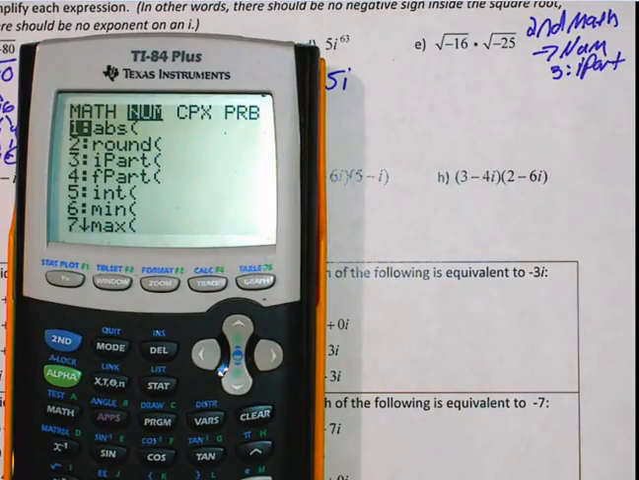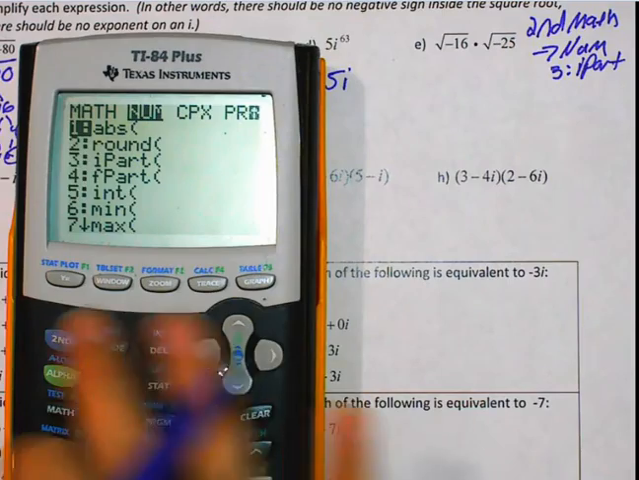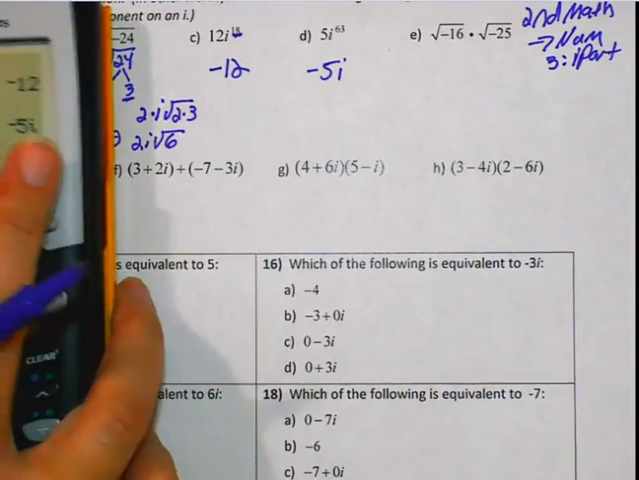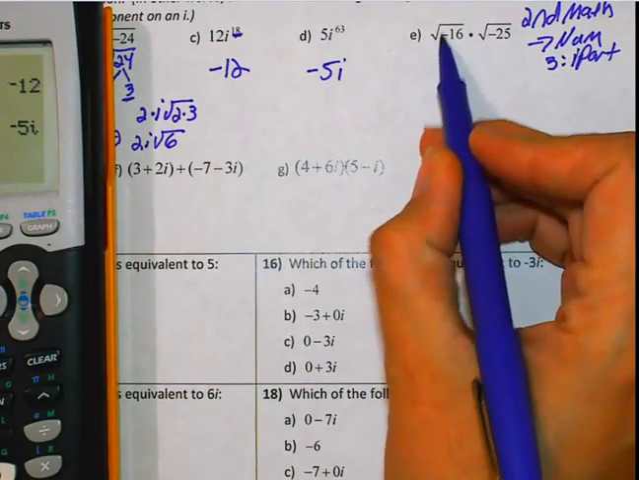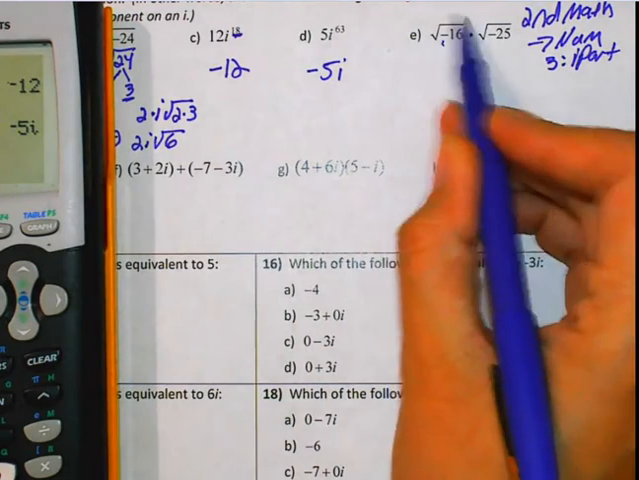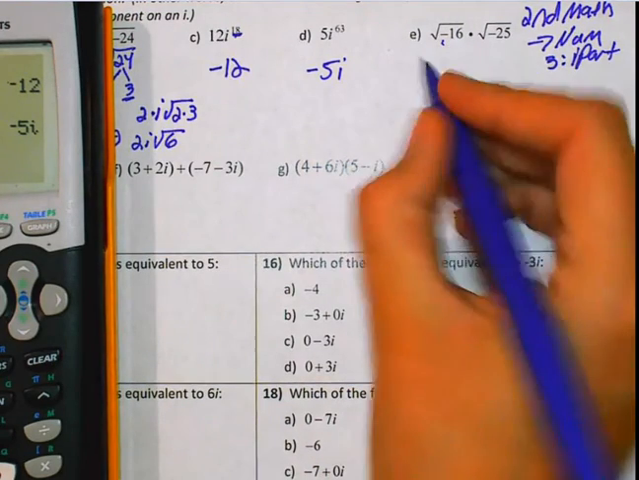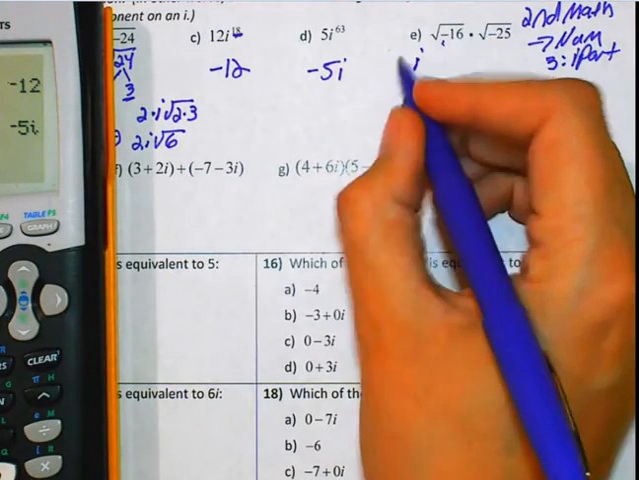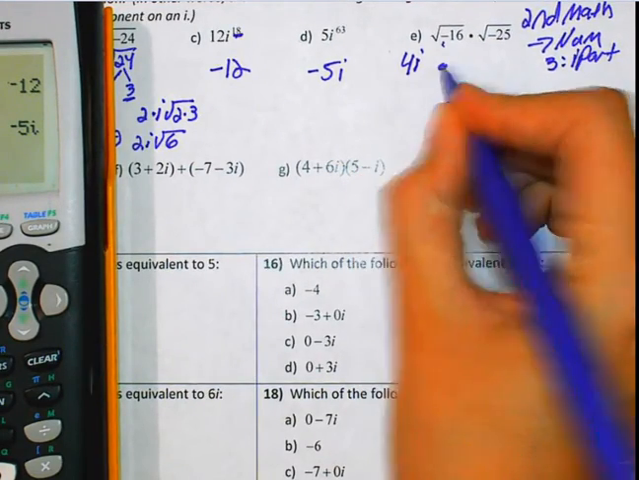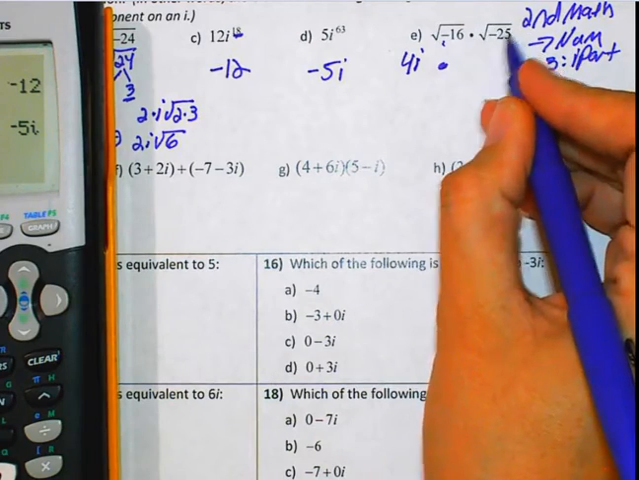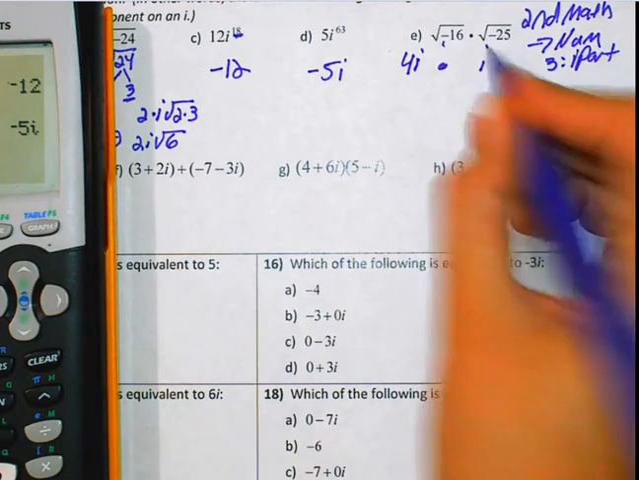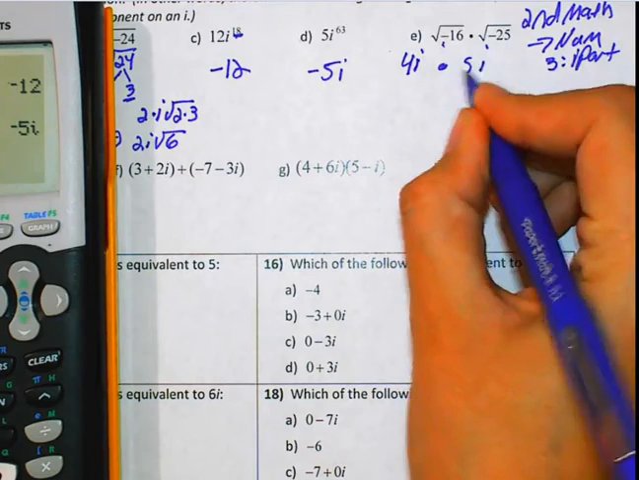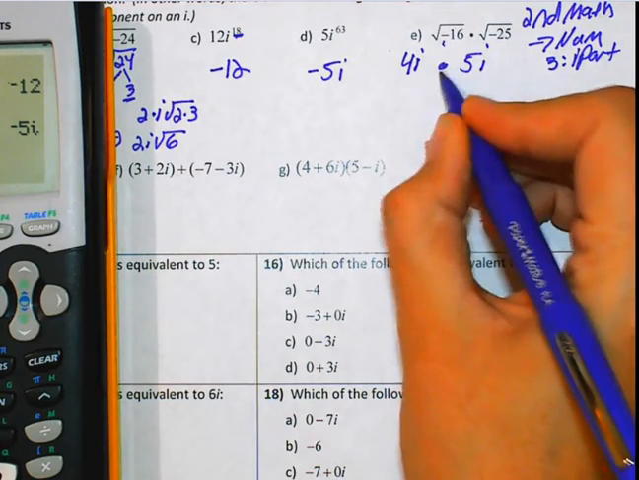Okay, again, that's second, Math, Num, number 3 is iPart. Okay, all right, but for these, when we have the square root, we need to simplify first. So we know that the square root of negative is I, but then the square root of 16 is 4. So I have 4I over here times the square root of negative 25. So the square root of the negative is the I. Square root of 25 is 5. So I have 4I times 5I.